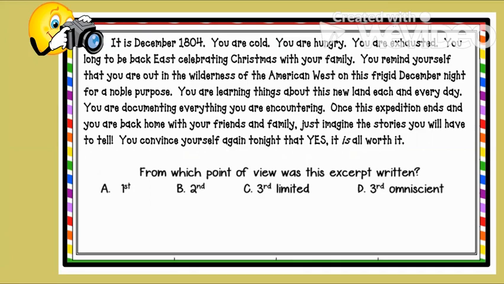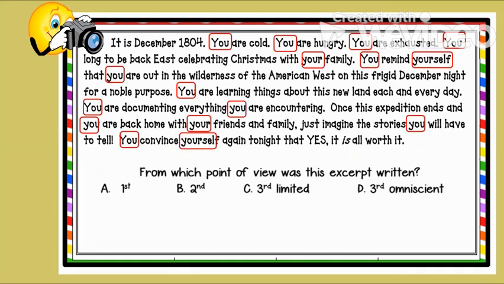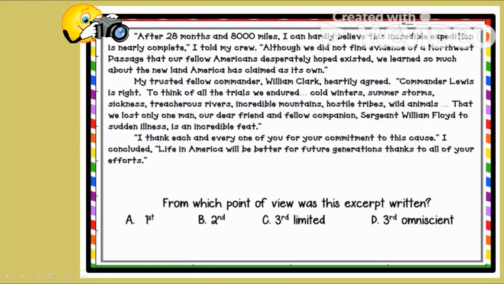Any dialogue? I don't see any quotation marks, and this is correct. This one, all you see is you and yours, so that is second person because this is someone outside of the story that's telling the story. This is the last one we're going to do.